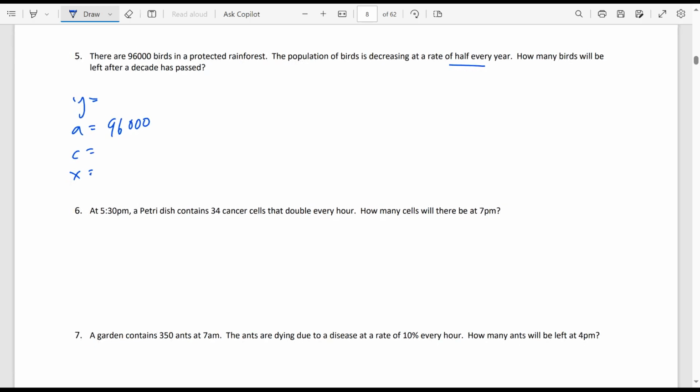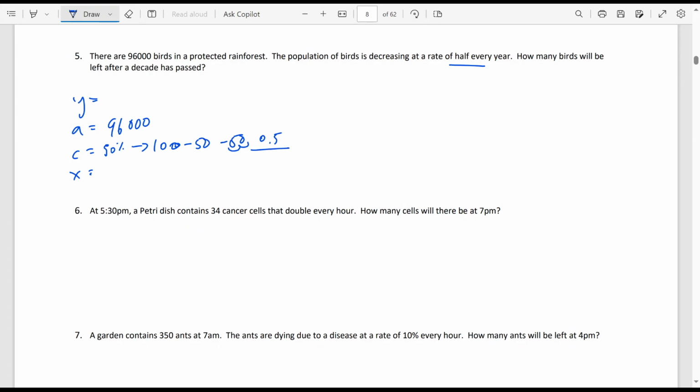The population is decreasing at a rate of half per year. So half is written as 0.5. I can go through the process of, or I can say 50%. Let's go that way. 50%, 100 minus 50 is going to give me 50. Move the decimal place twice, 0.5. Or you can just know when it says half that I can just write 0.5 and then you're basically set.